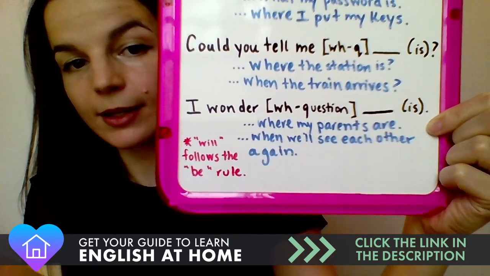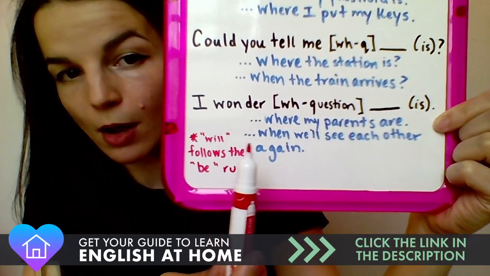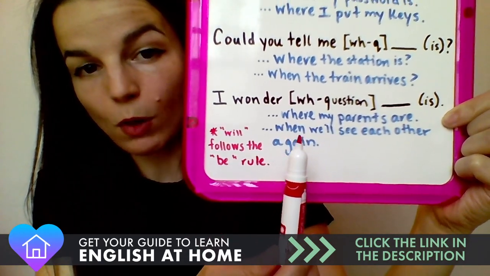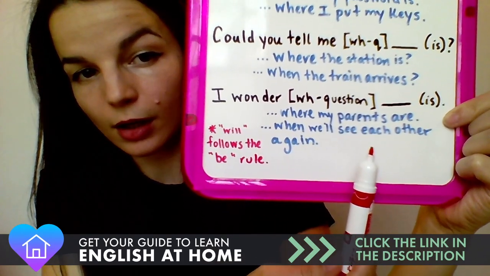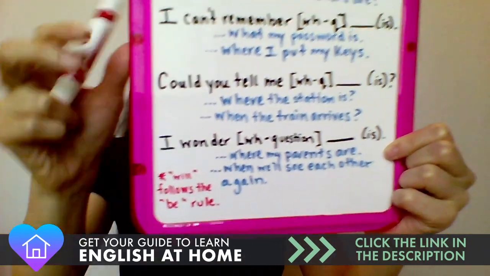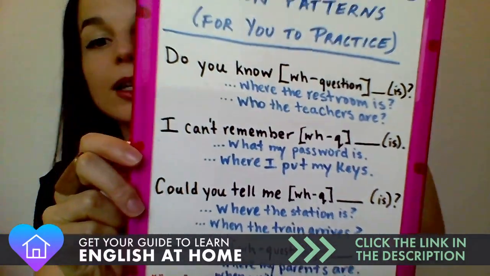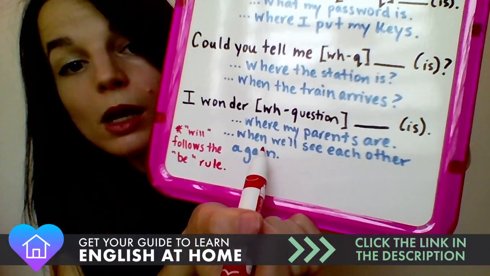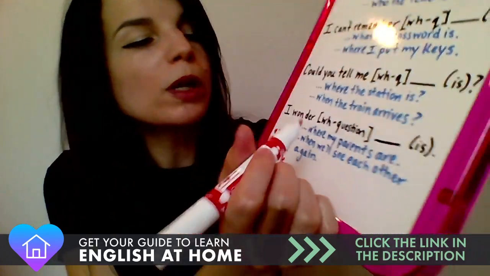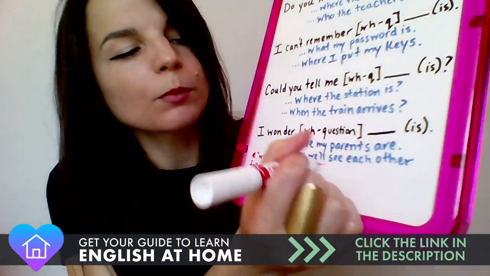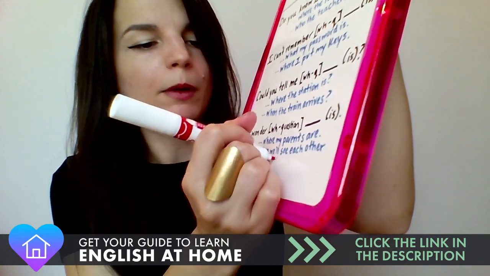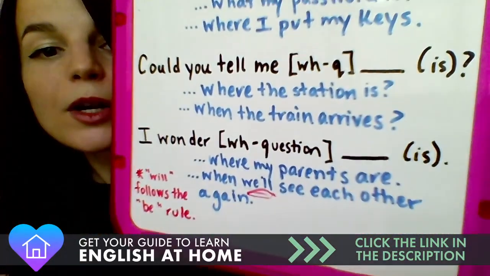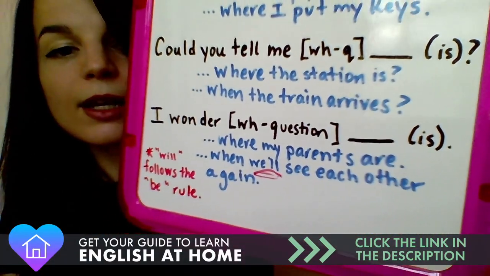I want to talk about this last sentence. I'll read it one more time. I wonder when we'll see each other again. So what is happening in this sentence? This uses we will. This will is we will right here. I wonder when we will see each other again.